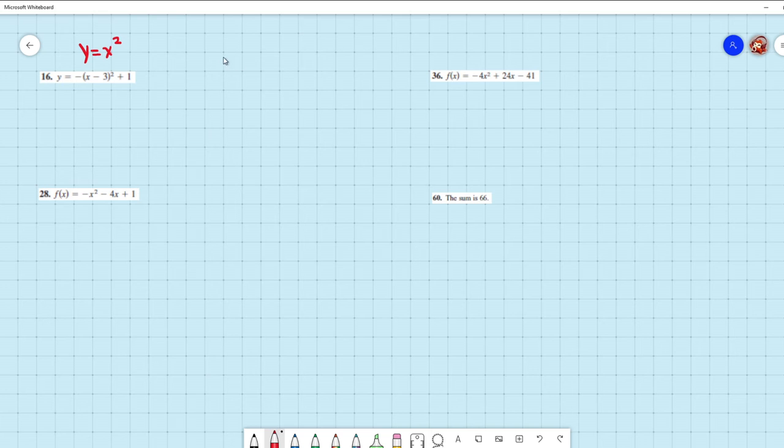So this is actually referring back to chapter 1 when we did transformations. Again, we go inside the function here. So -3 means we move 3 to the right. The +1 on the outside means we're going to move up 1 unit. And then the negative on the outside here means we're going to reflect over the x-axis.